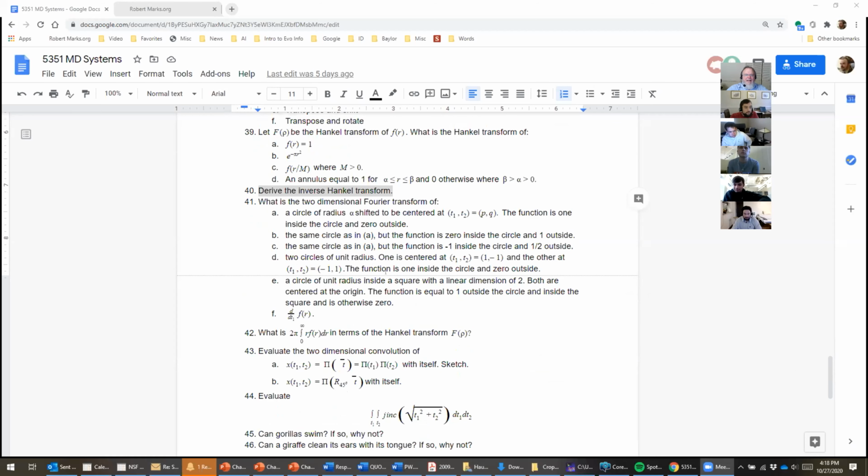Now we're going to get a little bit more fun. Did anybody have any fun with this at all? What is the circular two-dimensional transform of a circle of radius alpha shifted to be centered at a point in the t1, t2 plane? And usually when I say a circle, I think we all know that's a circle that's 1 inside and 0 outside. So let's go ahead and start with that one. See who got that one.